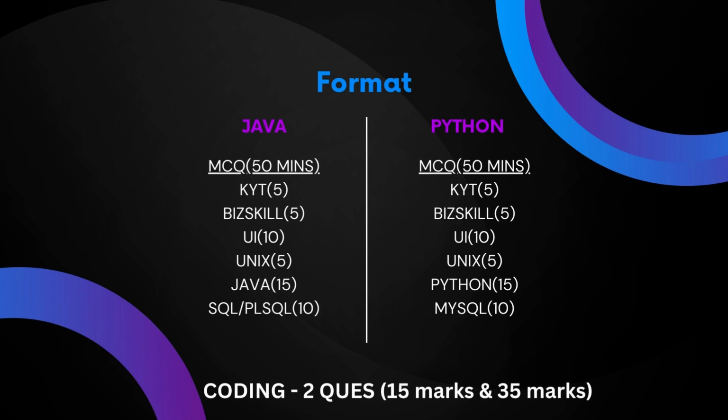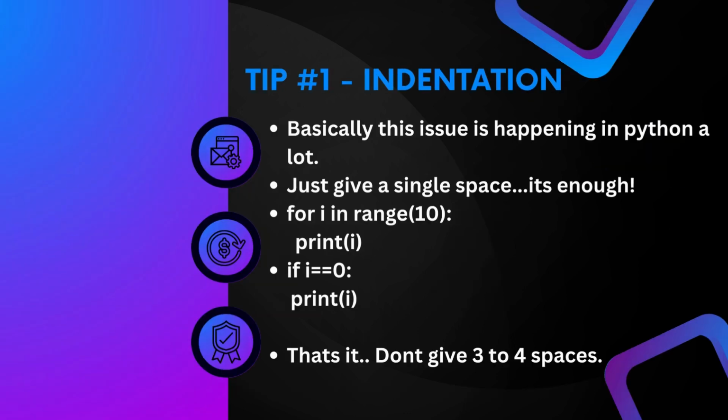So now, without any further delay, we will go into the tips. Tip 1, indentation. This mainly occurs in Python a lot because in Python we won't have the curly braces or brackets, so we will be using indentation wherever possible, like in loops and conditions.